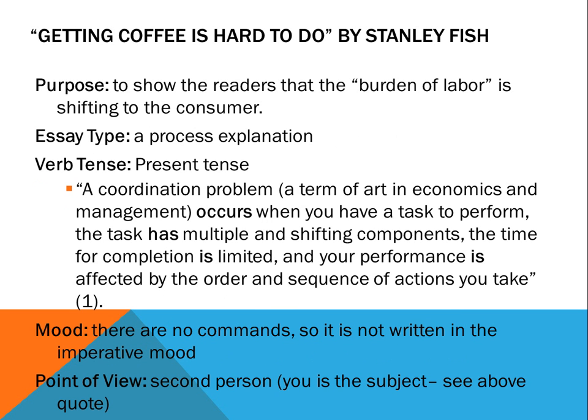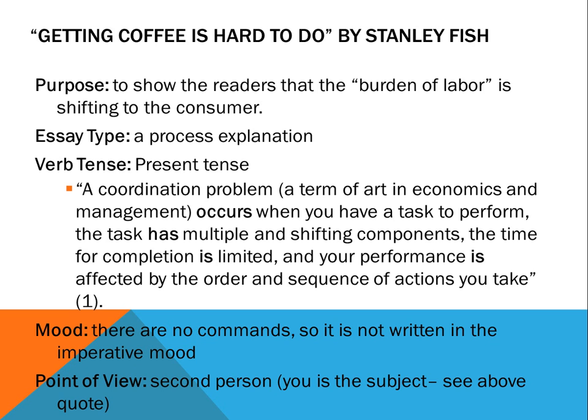All right, so if we turn to our book or your PDF, the PDF for both of these essays, it was posted online in the week 8 readings. If you open your book or view the PDF, you'll see on page, I think it's 286. Let me just check that real quick. Yes, it's 286. Getting Coffee is Hard to Do by Stanley Fish. So let's take a look at this essay.